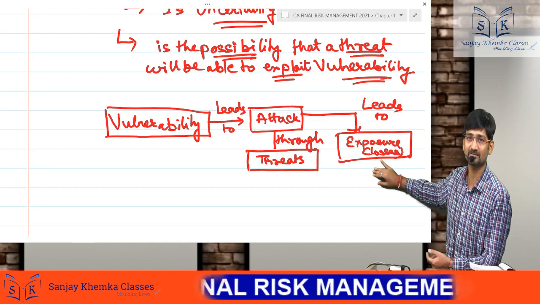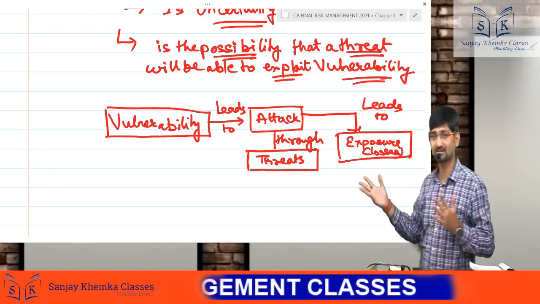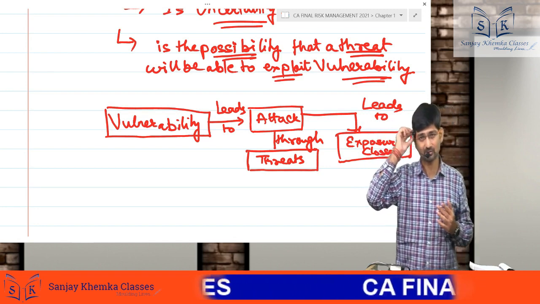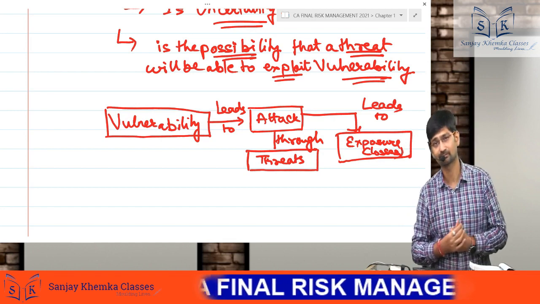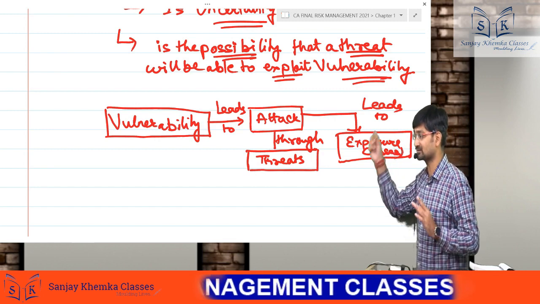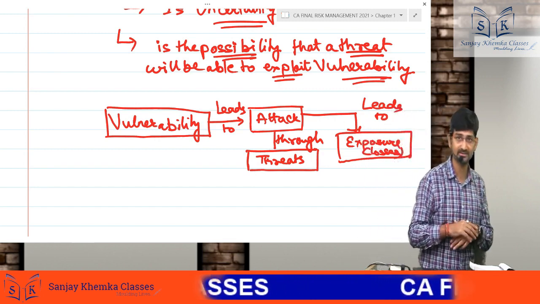exposure. So what is exposure? It is losses, the losses that you would face if something like this happens. So the possibility of this happening is called risk. So risk is the possibility that a threat will be able to exploit a vulnerability, leading to losses for the organizations.